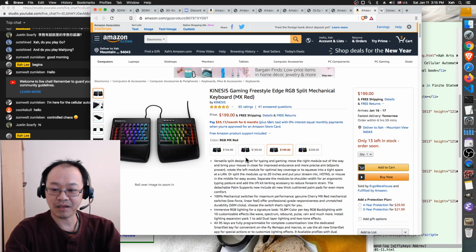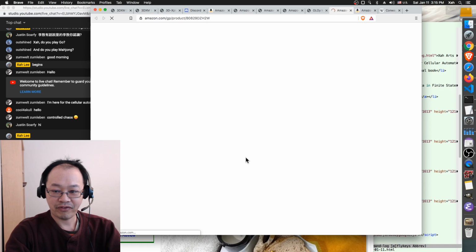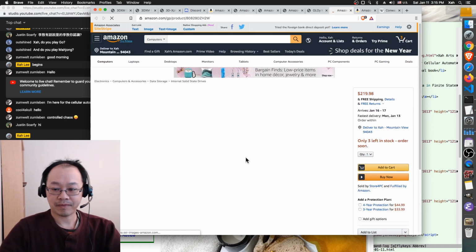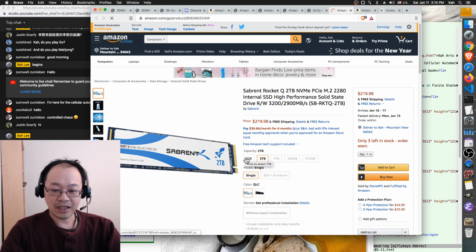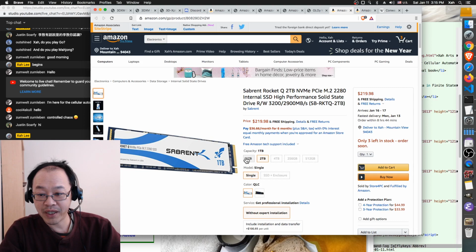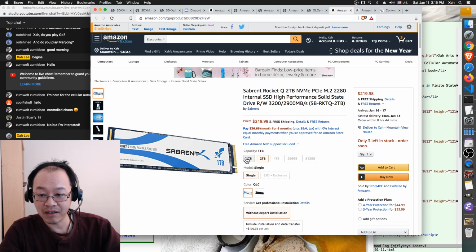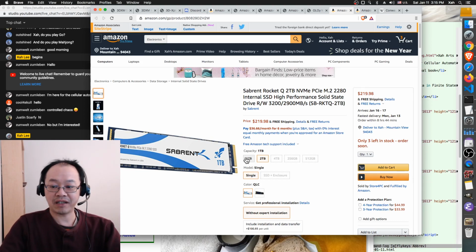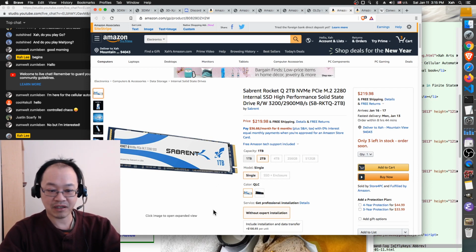And these are some of the things people bought through my Amazon links. So this memory stick, not interesting. I'm gonna close it. Okay, it's $219. What is this? Sabrent Rocket Q 2 terabyte PCIe internal SSD. Oh, okay, so it's a solid state drive, 2 terabytes, $200.